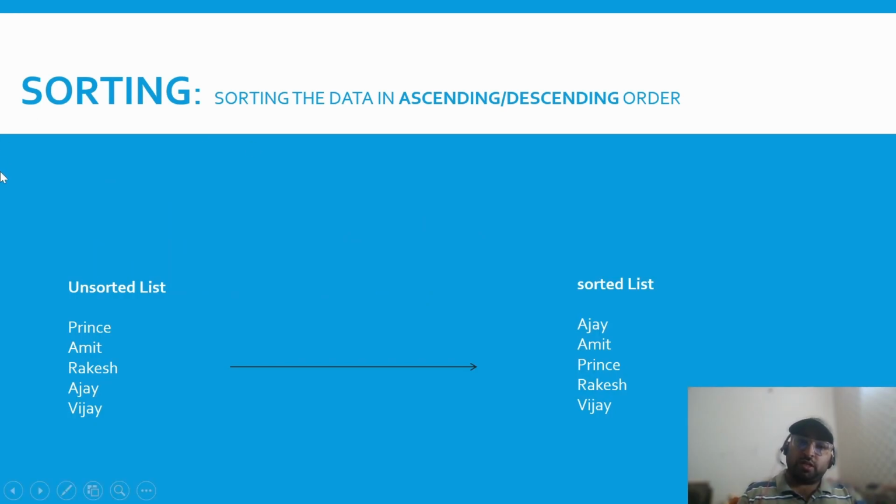So sorting is nothing but arranging the data in ascending or descending order. If you take a look at the left hand side, we have a list of elements, or a list of strings we can say, and they are appearing in some random order, while on the right hand side they are appearing in ascending order. So how to convert this unordered list into the ordered list is known as sorting. This is what we'll be covering as part of the current series.